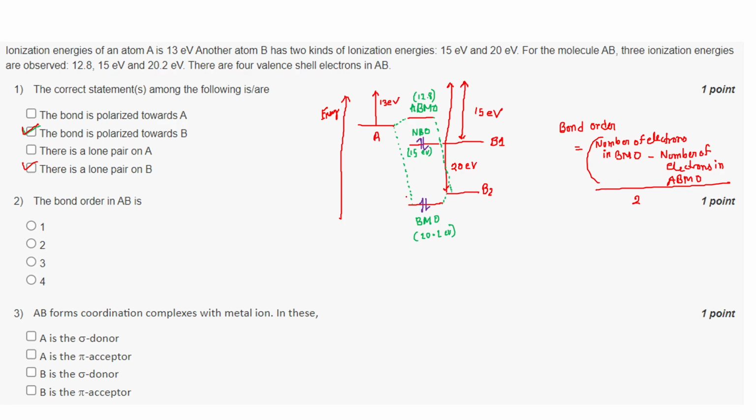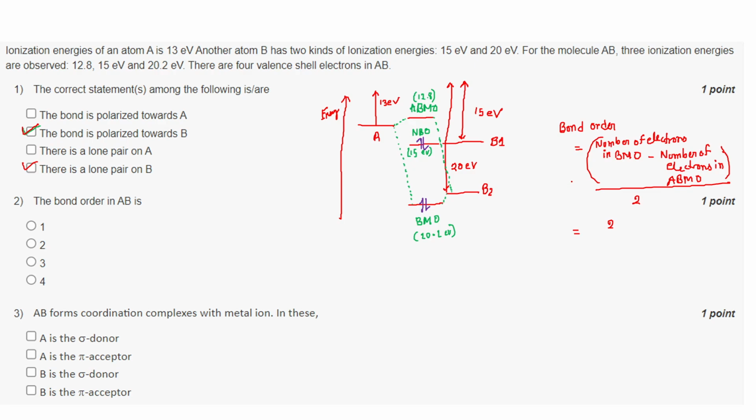So if I have to do that, you can see that the number of electrons in the bonding molecular orbital is 2. But in the anti-bonding molecular orbital, there are no electrons. Why? Because it is already given that there are only 4 valence shell electrons. So 4 are already occupied, 2 in the BMO, 2 in the non-bonding orbital. So there are none in the ABMO.